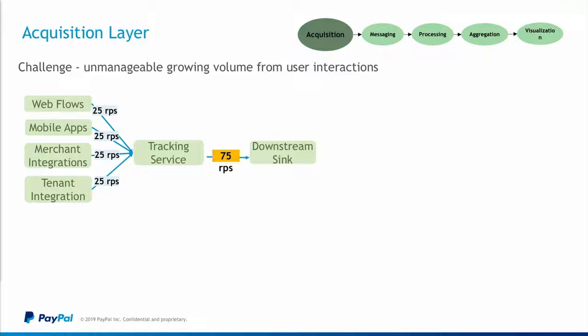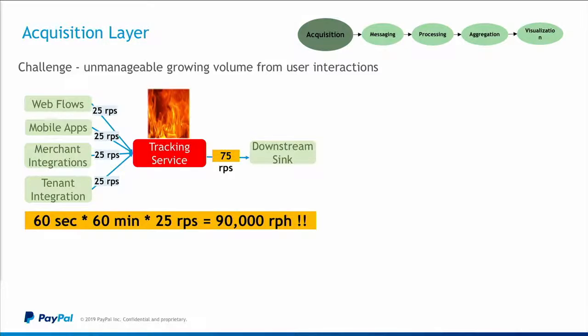So we say the service gets about 100 requests per second, and the service processes only about 75 requests per second. We are losing about 25 requests per second. This leads to 90,000 requests per hour either being lost, if back pressure is applied fully end to end, or it leads to a degradation of the application in case we start to store them inside the service.